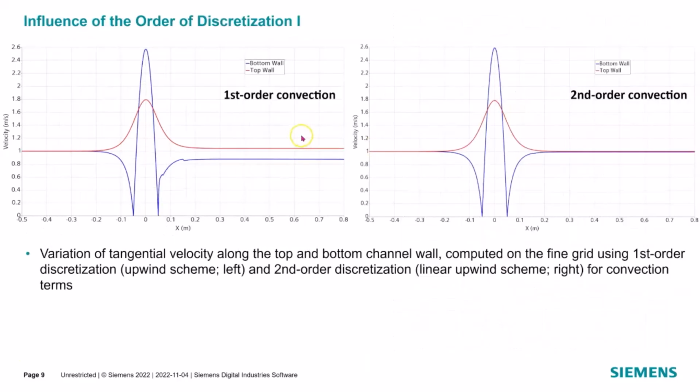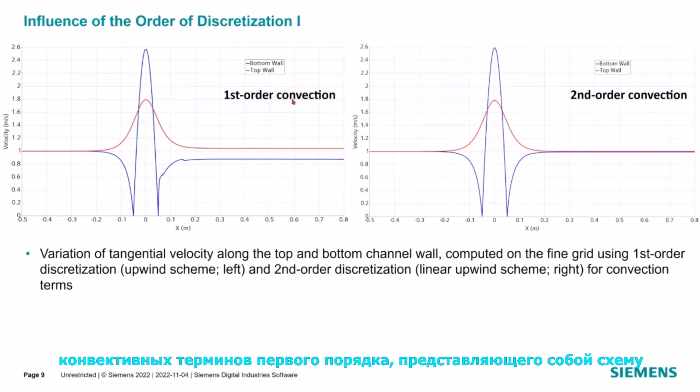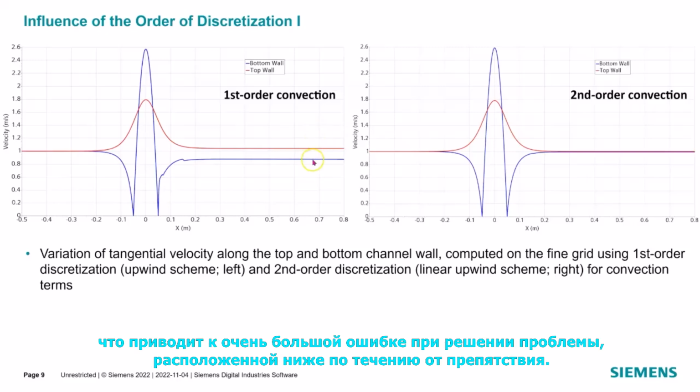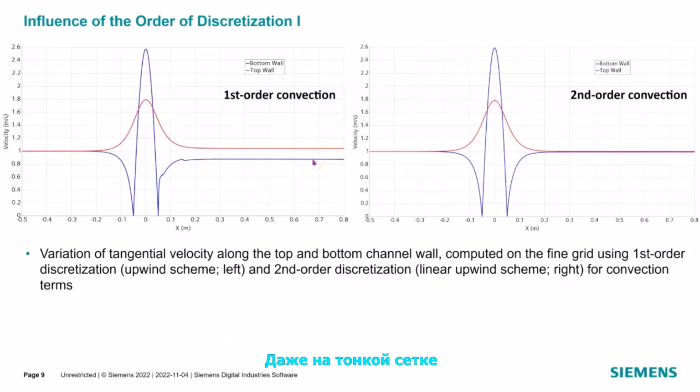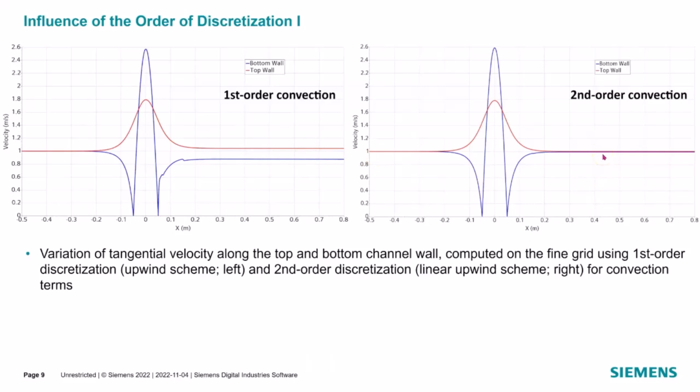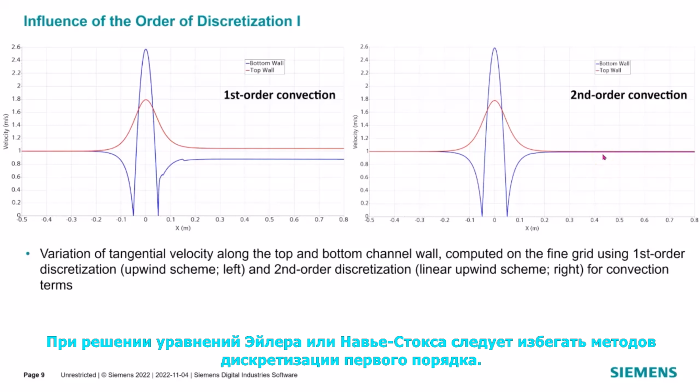These two plots show the variation of the tangential velocity along the top and bottom channel walls computed on the fine grid using the first-order discretization method for convection terms, which is the first-order upwind scheme, and the second-order discretization, which is the linear upwind scheme. The first-order upwind scheme introduces numerical diffusion, which leads to a very large error in the solution downstream of the obstacle. Even on the fine grid, the velocities on the top and bottom wall differ by about 18%, while the difference is smaller than 1% when the second-order scheme is used. The first-order discretization method should be avoided when solving the Euler or Navier-Stokes equations.